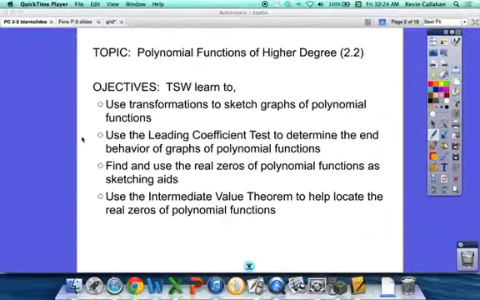So some of this is review. I would say the things that probably don't look like review are like this one and this one: leading coefficient test and intermediate value theorem. Transformations means, we already did that, right? Transformations means how do you shift the graph by adding or subtracting, multiplying, putting a negative in front, inside, all that stuff. Finding real zeros, we've already been finding zeros. So we'll see what these two mean.